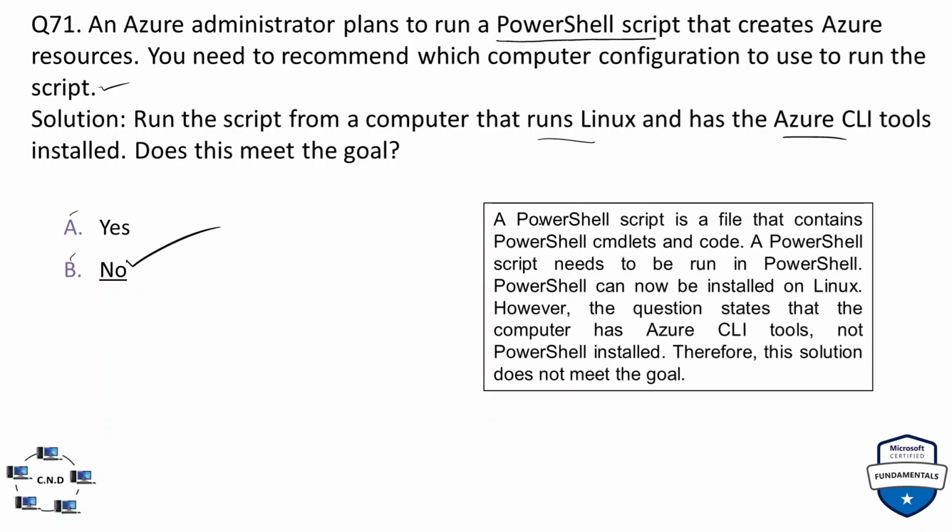Why? It is because a PowerShell script is a file that contains PowerShell commandlet and code. A PowerShell script needs to be run in PowerShell. PowerShell can now be installed on Linux. However, the question states that the computer has Azure CLI tools, not PowerShell installed. Therefore, this solution does not meet the goal. So for the PowerShell script, you need PowerShell, and here we are talking about Azure CLI. This is why this answer is not correct.